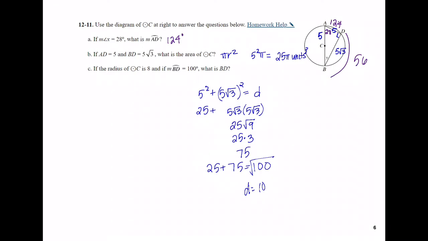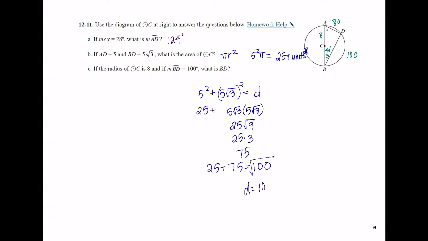If the radius of circle C is 8, and if the measure of arc BD is 100, so let's erase all of this. This time we're working in teal. If the radius is 8 and the measure of arc BD is 100, what is BD? Well, we know that this arc AD must be 80. This angle is half of that, which is 40 degrees.